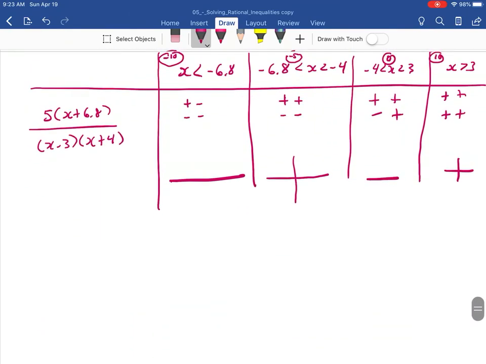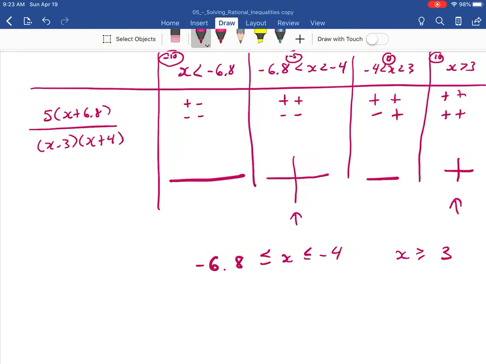I wanted to know when that function was greater than or equal to 0. So that's this section, and this section is when it's greater than or equal to 0. So I need negative 6.8 less than or equal to x, less than or equal to negative 4, and I need x greater than or equal to 3.